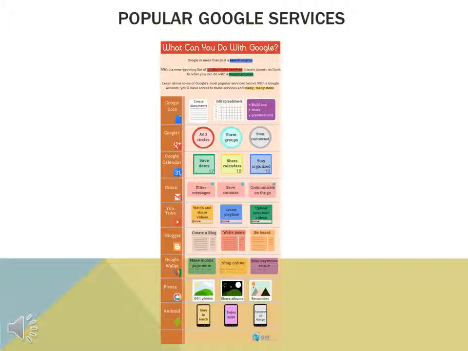So here we can see all of the different options that we have. Google offers you Google Docs, which allows you to create documents, edit spreadsheets, build and share presentations. You also have Google+, which adds circles, forms groups, and stays connected. You've got the Google Calendar, which saves your dates for you, shares your calendars, and stays organized. Of course, you've got Gmail, and that's what we're going to be talking about in this class, and that allows you to filter messages, save contacts, and communicate on the go.